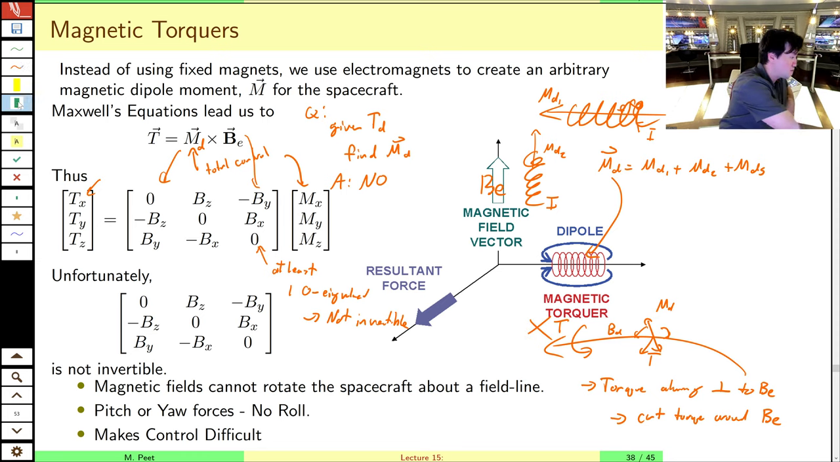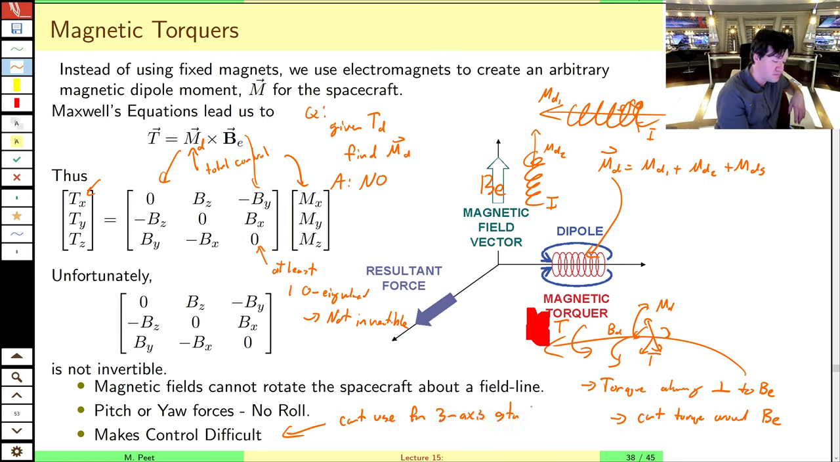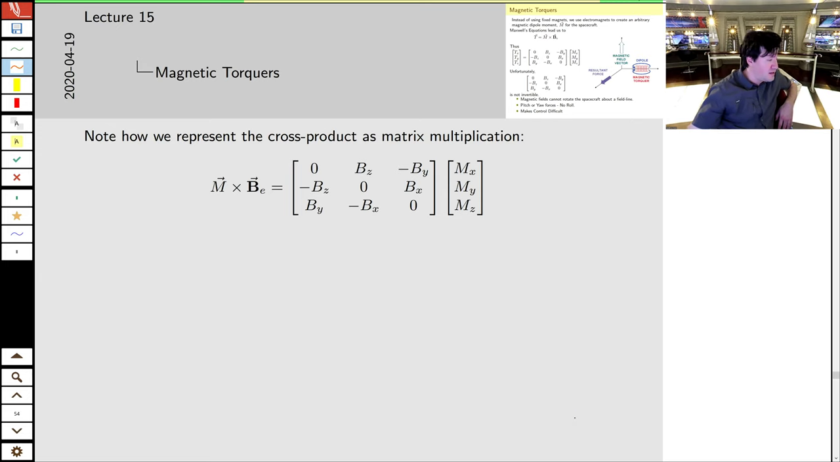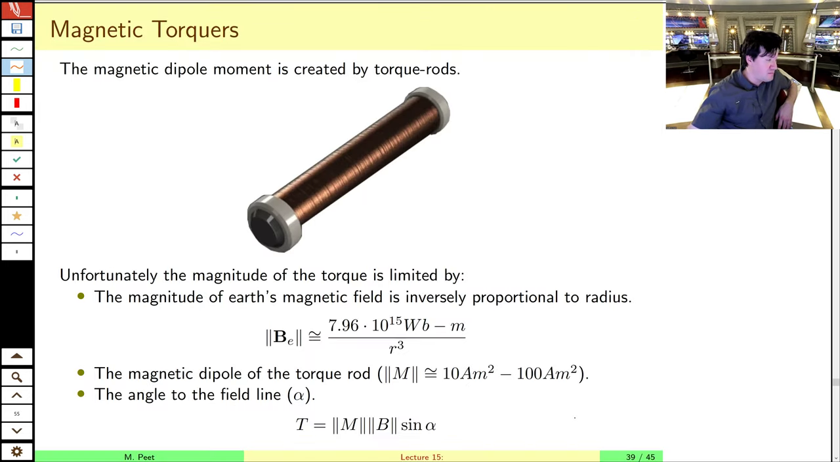Can't create torques around. So basically no roll torques around the field line. We can control pitch, we can control the yaw, but we can't control roll, right? So because we don't have three axes of torque, we can't use this for three-axis stabilization. So that's the limitation.